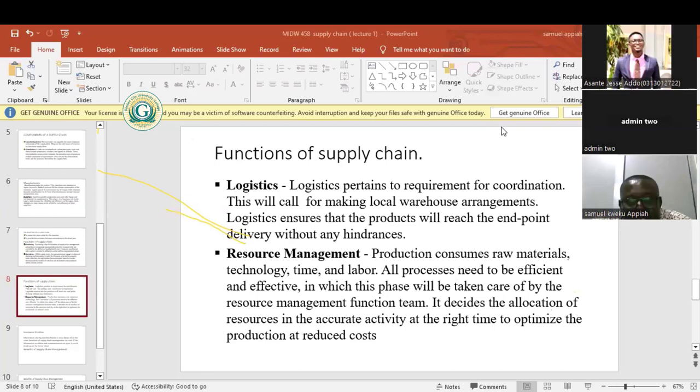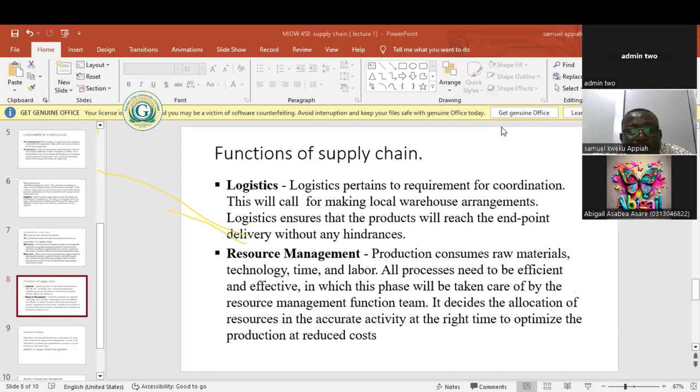Being effective is doing the right thing, and being efficient is doing things right. You can be effective without being efficient. Do you know that? Yes, sir. For instance, a patient comes to the hospital in a severe condition, and you try to save the person's life. You've been effective by saving the person's life, being on time.